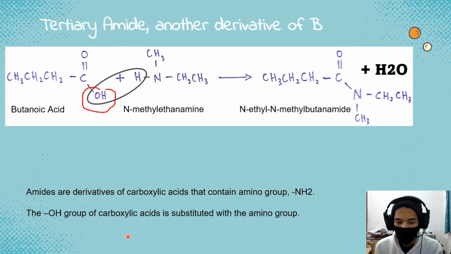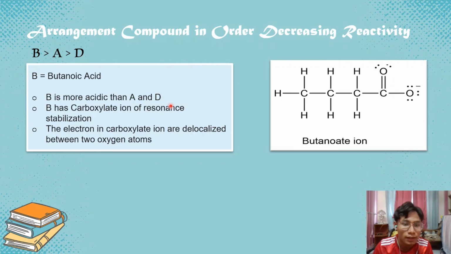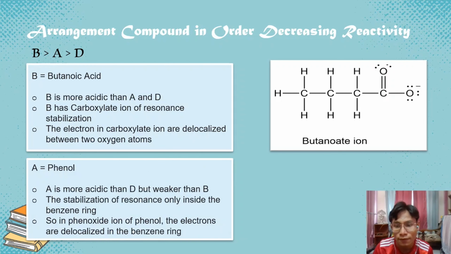So the next one is compound A. Compound A is phenol, because it has OH here. A is less acidic than B, because the stabilization of the electron is only inside the benzene ring. So in the phenoxide ion of phenol, the electrons are delocalized in the benzene ring.